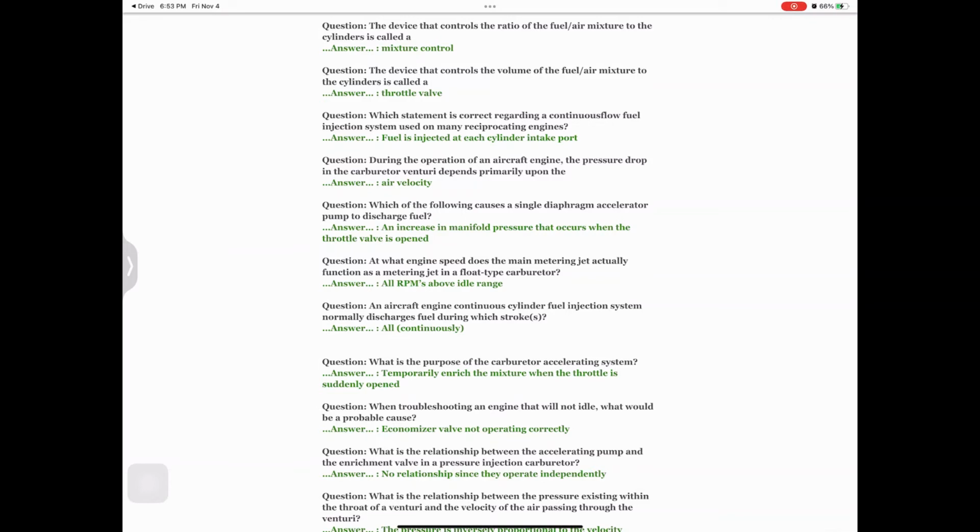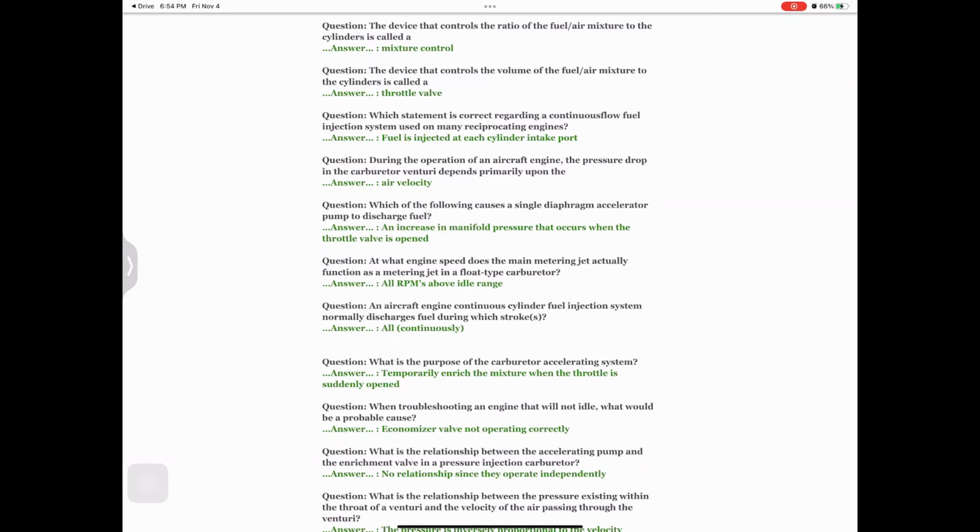Question: an aircraft engine continuous cylinder fuel injection system normally discharges fuel during which strokes? Answer: all, continuously. Question: what is the purpose of the carburetor accelerating system? Answer: temporarily enrich the mixture when the throttle is suddenly opened. Question: when troubleshooting an engine that will not idle, what would be a probable cause? Answer: economizer valve not operating correctly.